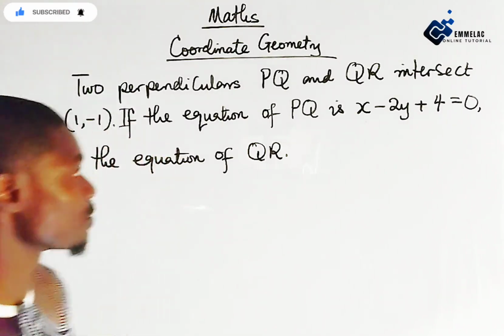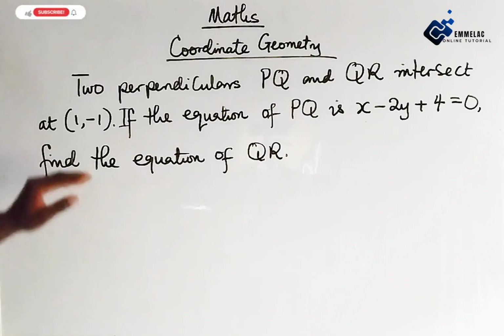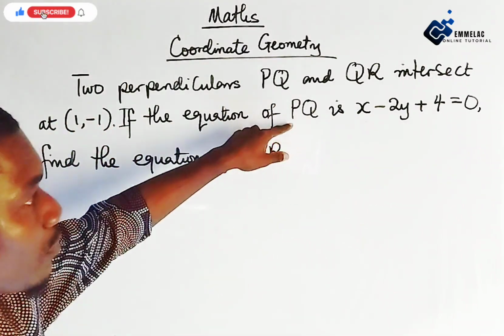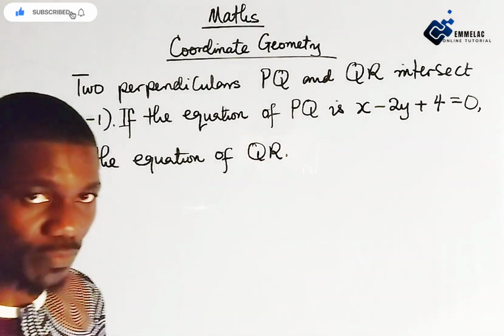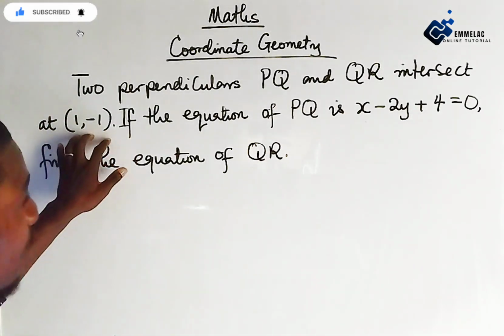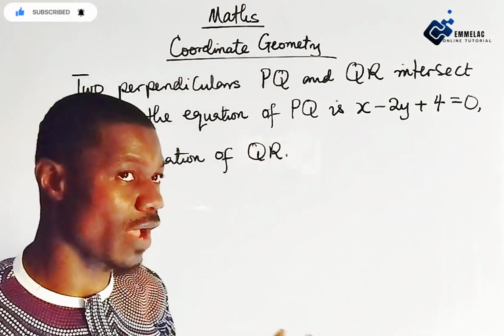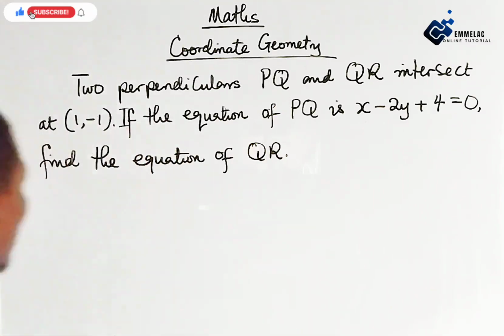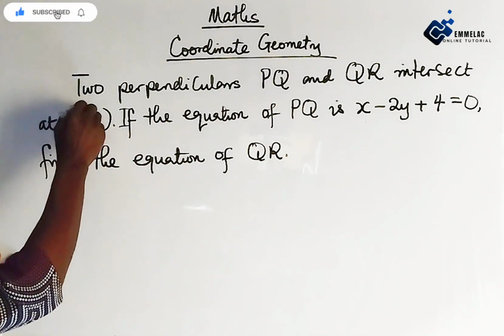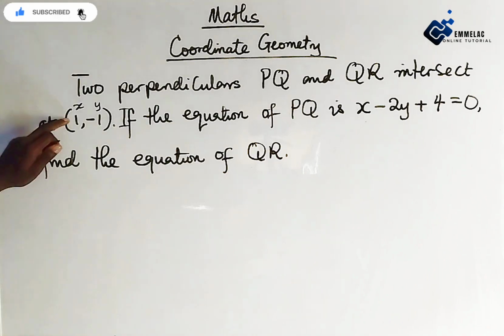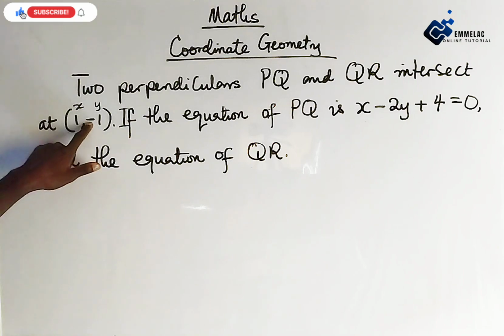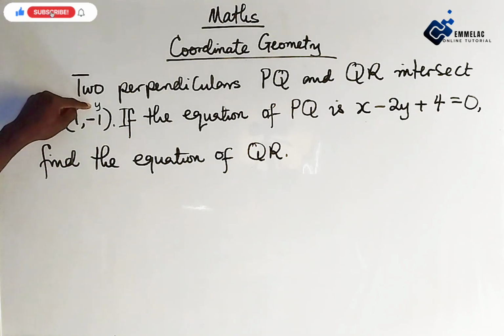Alright, let's get started. In this question, we are given the coordinates and the equation of line PQ. Let me give a pictorial illustration of the coordinates and the equation, although this is just an arbitrary drawing. Since for the coordinate, this is x and this is y, 1 is on the x-axis and -1 is on the y-axis. Since it is negative, we'll have it on the negative y-axis.